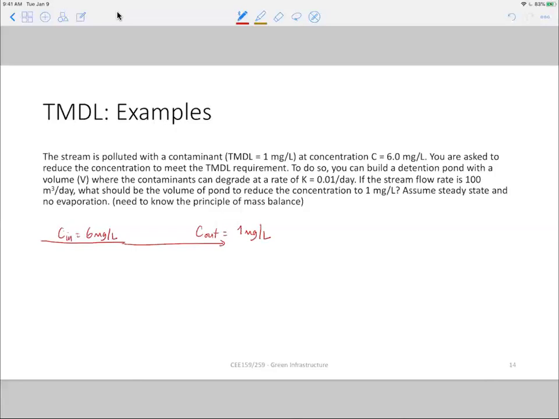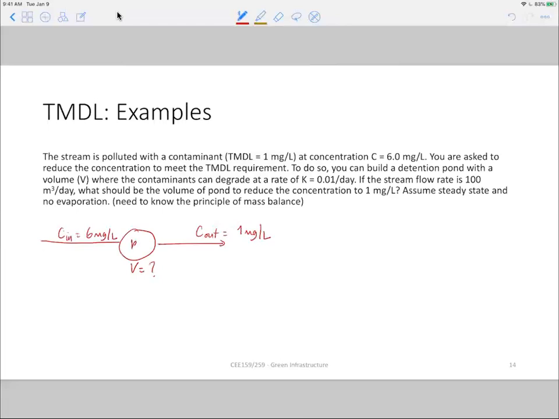To do so, you can build a detention pond with a volume V where the contaminant can degrade at a rate of K equal to 0.01 per day. So essentially, you can create this pond over here so that it reacts some of the pollutant, so that we only discharge at a concentration of 1 milligram per liter. And it says this volume is V, and that's given over here. Actually, it's not given. That's the question. What's the volume of the pond so that it can reduce the contaminant concentration to 1 milligram per liter?